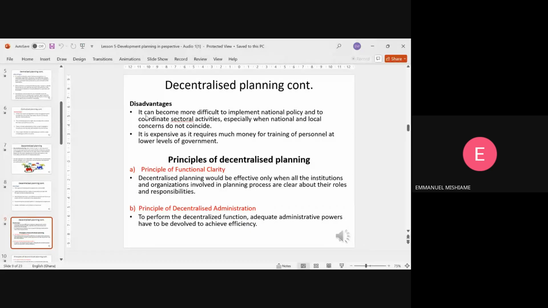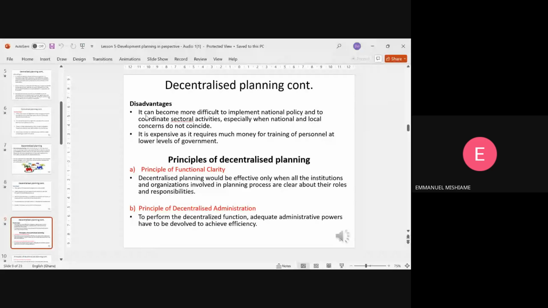Okay. Now, secondly, it says it is expensive, that it requires much money for training of personnel at the lower levels of government. So imagine how many MMDAs we have in Ghana, in excess of, I think, 270 or 280 or so currently. Imagine you have to train 275. Imagine you have to train all of these people. You have to pay all of these people, and that does not even cover the other staff in the assemblies. So it is very expensive to train people at the lower levels. It wouldn't be a problem if they were giving you value for money, but in our jurisdiction, we all know the problem that goes on. So these are the disadvantages, sorry, of the decentralized planning.